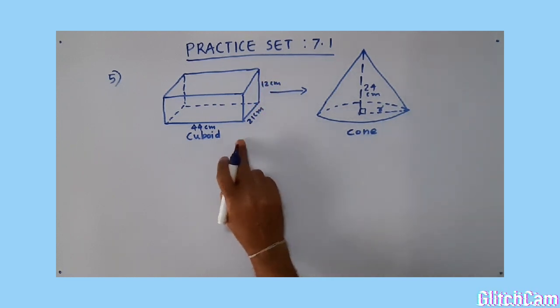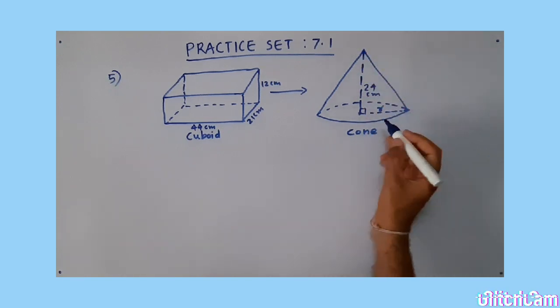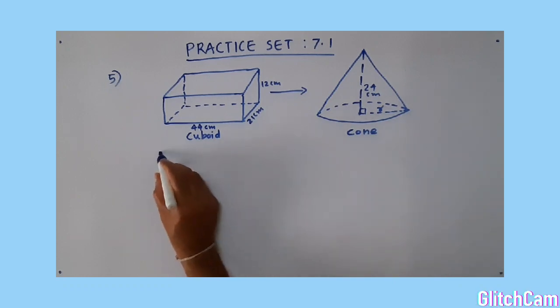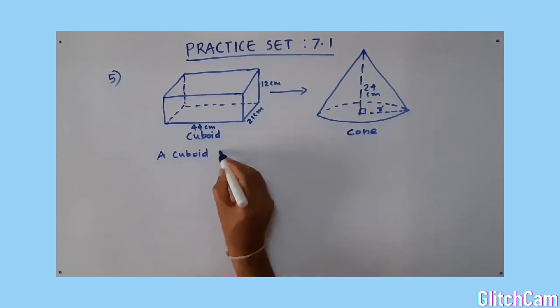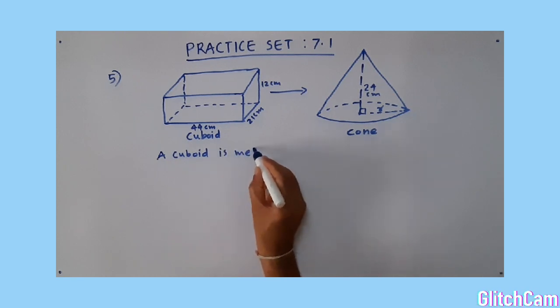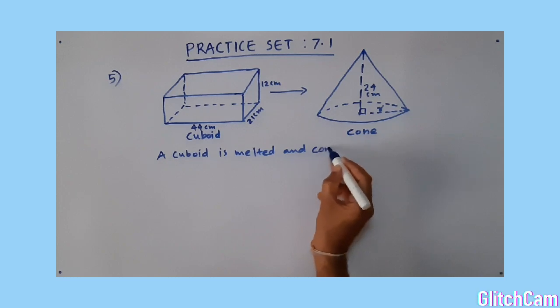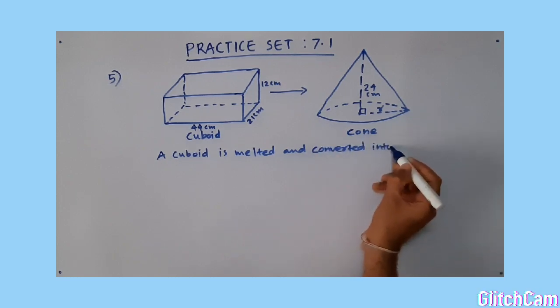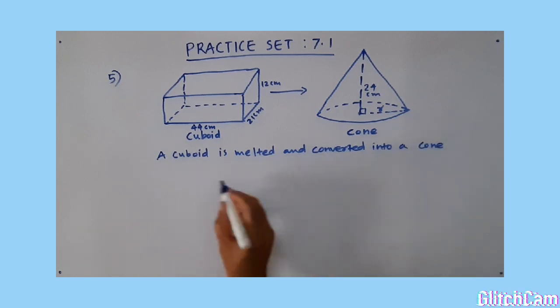Now this cuboid is melted and molded into a cone. The cone has height 24 centimeter. They asked what is the radius of the base. So what do we write? A cuboid is melted and converted into a cone. Okay, we should write this is given.